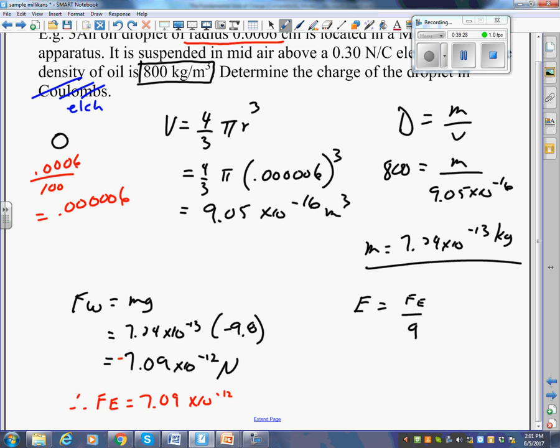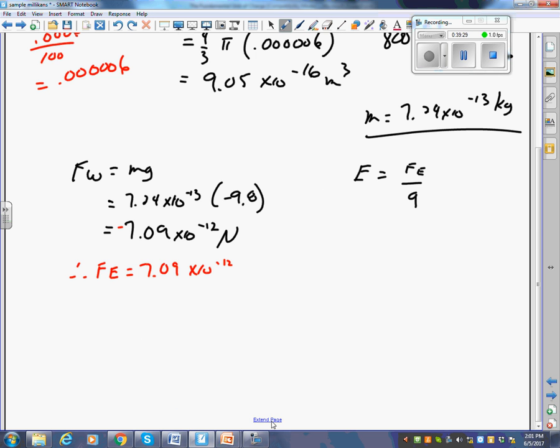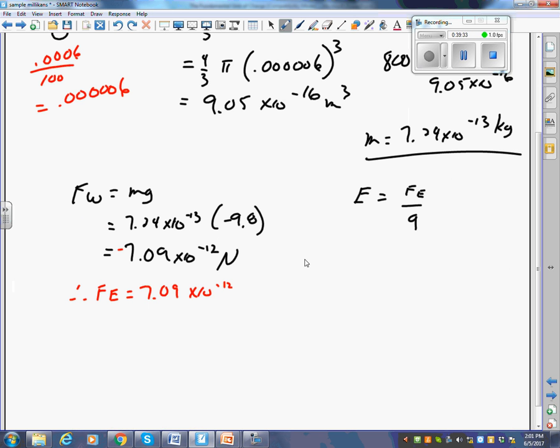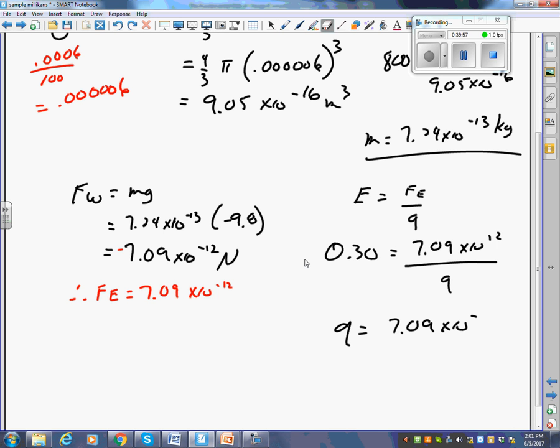What's the E value? 0.3. We know FE. It is 7.09 times 10 to the minus 12, and you're going to divide by Q. And so what happens here? The old switcheroo. Is it positive 12 or negative? That is a negative 12.